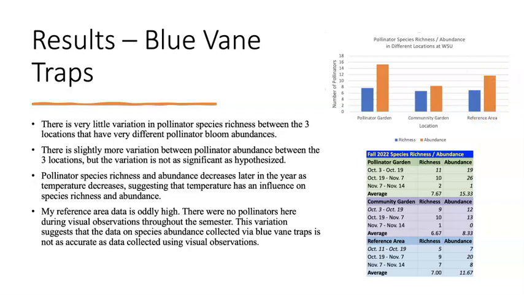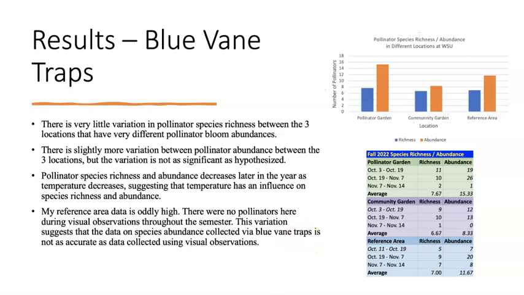So I found that pollinator species richness and abundance decreased later in the year as temperature decreased, which suggests that temperature had an influence on species richness and abundance. If you look at the table on the bottom right of the screen right here, you can see that after November 7th to the 14th, for almost all the locations, richness and abundance dropped significantly, but for some reason in the reference area it was very oddly high.